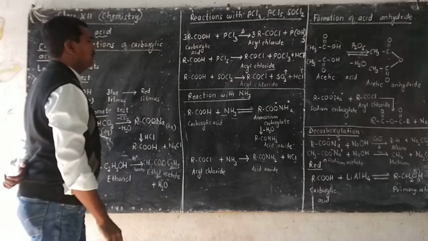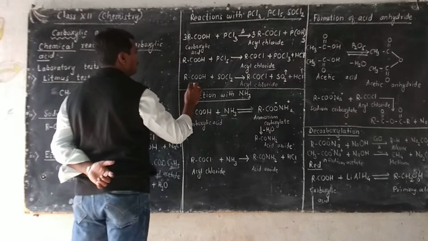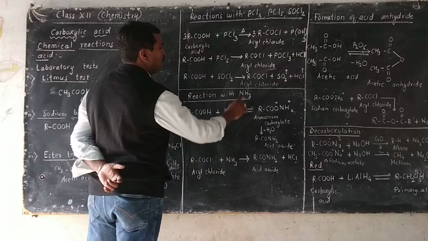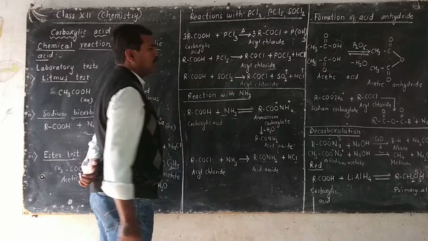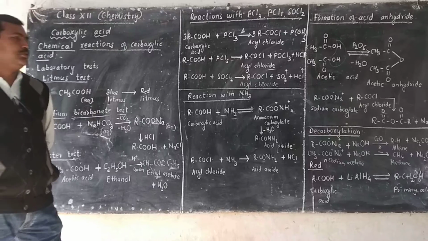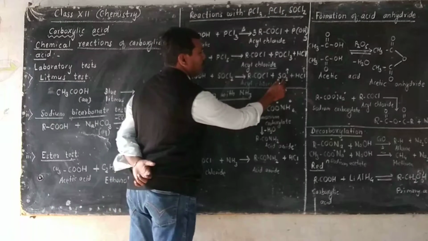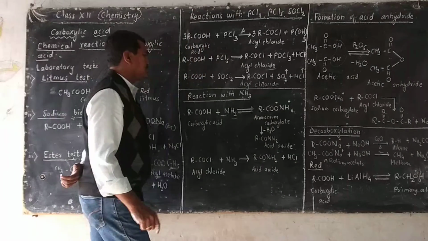Then another reaction is carboxylic acid reacting with thionyl chloride to form acyl chloride. So here the carboxylic group is converted into acyl chloride with evolution of sulfur dioxide and hydrogen chloride gas.